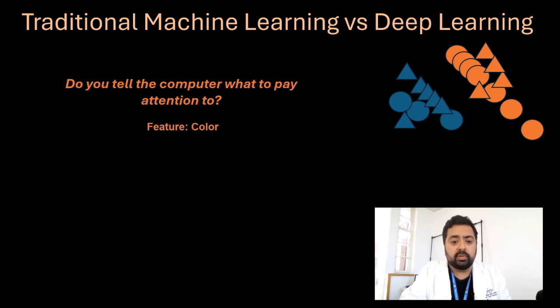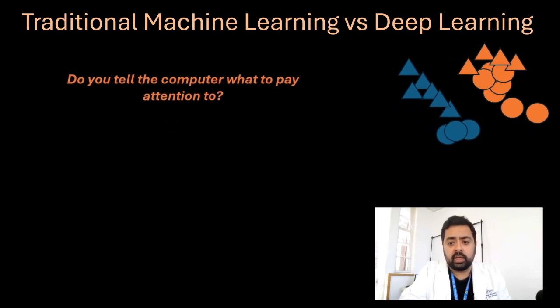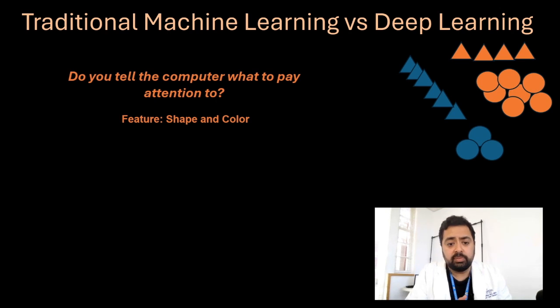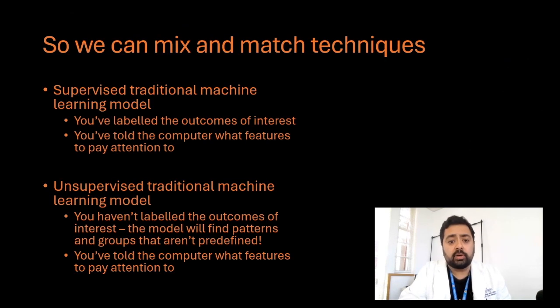In a deep learning algorithm, however, I'm not going to do that. I'm going to let it figure it out however it wants. So you can mix and match techniques. You could end up with a supervised traditional machine learning model. And in this case, you've clearly labeled your outcomes of interest, right? I want to sort it out into oranges and blues. And then you're telling the computer, pay attention to the color. That's a supervised traditional machine learning model.